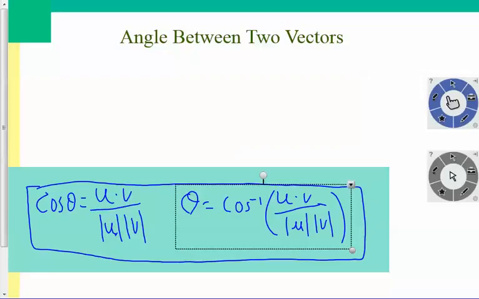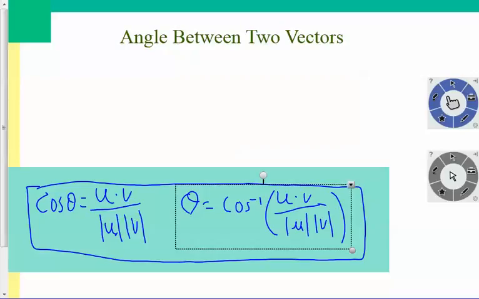Okay, so the next thing for part two of dot products and vectors is talking about the angle between two vectors. The angle between two vectors is given by the cosine of theta equals u dot v over the magnitude of u times the magnitude of v.